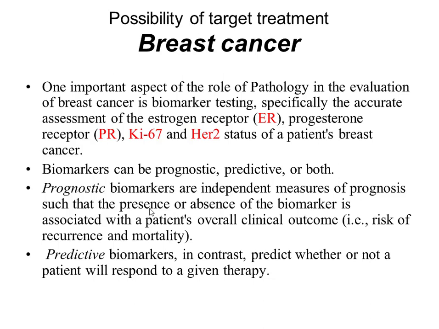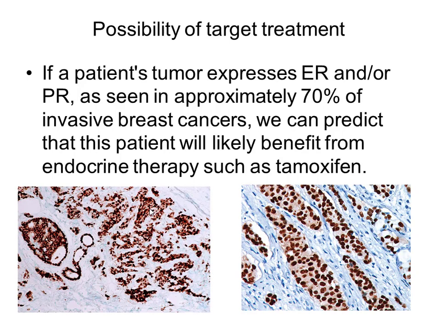Prognostic biomarkers are independent measures of prognosis such that the presence or absence of the biomarker is associated with the patient's overall clinical outcome, risk of recurrence, and mortality. Predictive biomarkers, in contrast, predict whether or not a patient will respond to a given therapy. If the patient's tumor expresses estrogen and progesterone, as seen in approximately 70% of invasive breast cancers, we can predict that this patient will likely benefit from endocrine therapy such as tamoxifen.